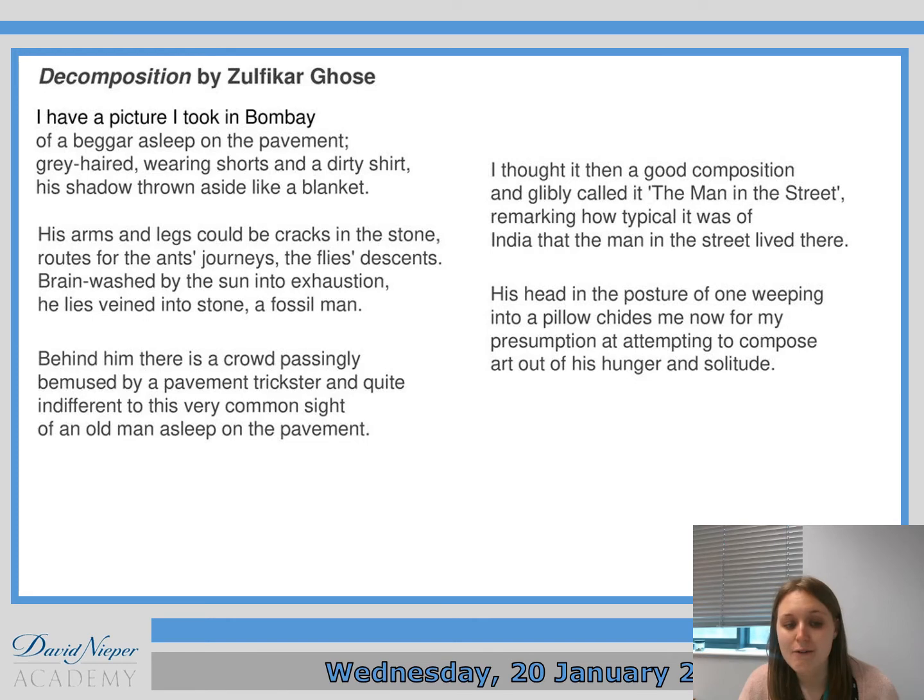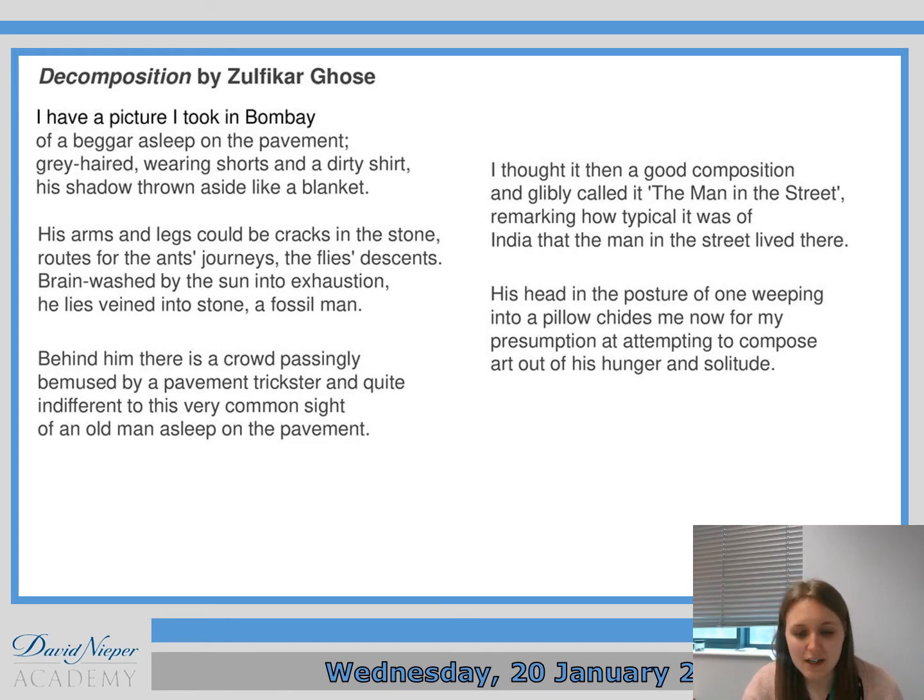Behind him there is a crowd passingly bemused by a pavement trickster and quite indifferent to this very common sight of an old man asleep on the pavement. I thought it then a good composition and glibly called it the man in the street, remarking how typical it was of India that the man in the street lived here. His head in the posture of one weeping into a pillow chides me now for my presumption at attempting to compose art out of his hunger and solitude.